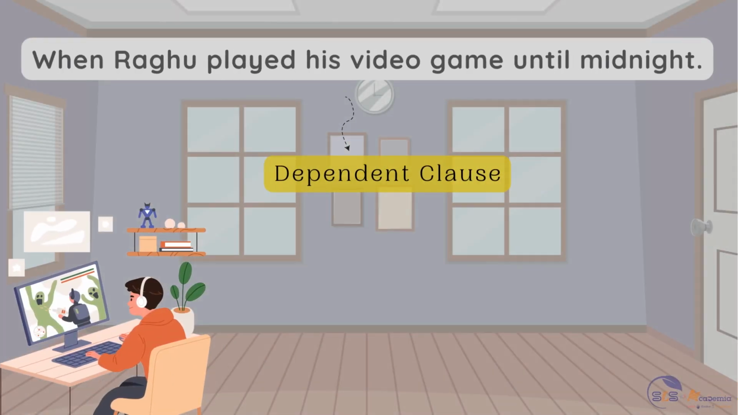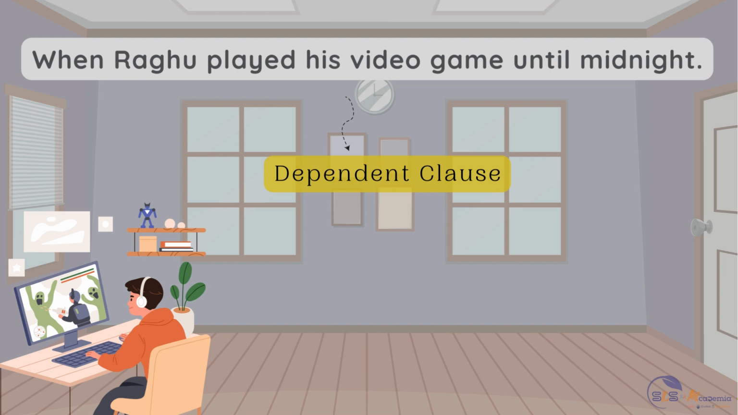When Raghu played his video game until midnight. In this sentence, there is one dependent clause. When Raghu played his video game until midnight is a dependent clause. Here, Raghu is the subject and played is the verb. Although it contains a subject and a verb, this clause does not express a complete idea on its own, as it is introduced by the subordinating conjunction when, which indicates a time reference.